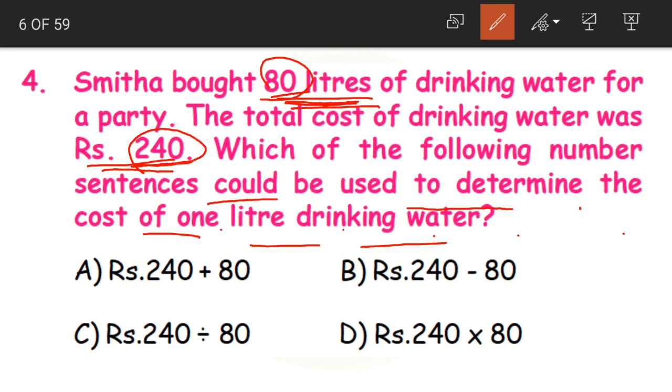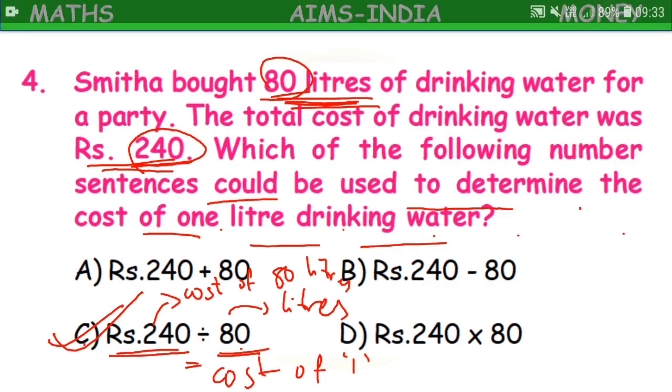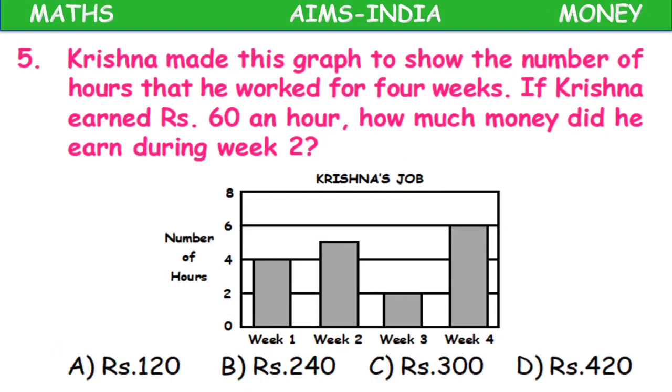So from the given options, which can be our answer? Option C. 240 rupees divided by 80, which is the number of liters of drinking water. And what is 240? 240 is the cost of 80 liters of drinking water. When we divide these two, we will get the cost of 1 liter of drinking water. Yes, children? Next question 5.